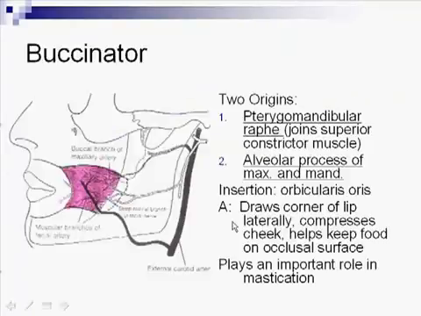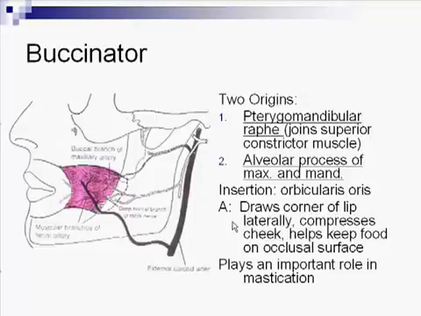Let's talk about the Buccinator muscle now. This is a very important muscle. It plays an important role in mastication. It is not a muscle of mastication, it's a muscle of facial expression. But this muscle helps to keep the food on the occlusal plane, on the occlusal table. Stenson's duct of the parotid gland pierces the Buccinator muscle.